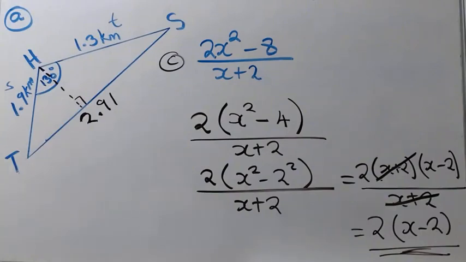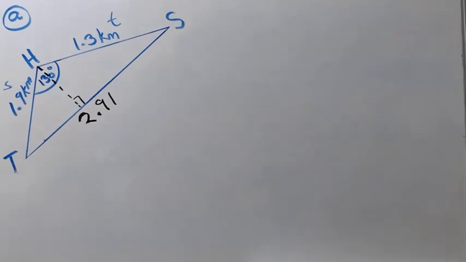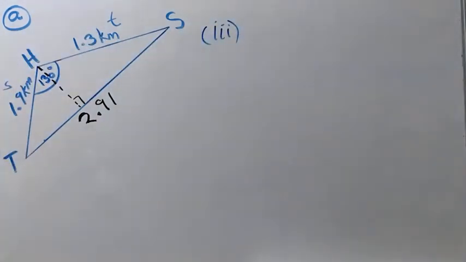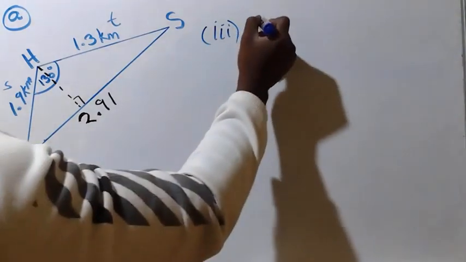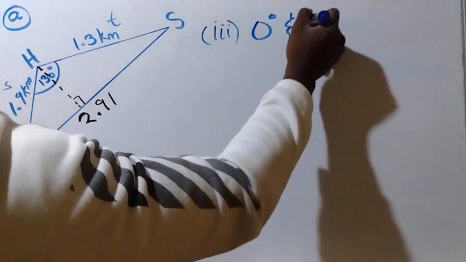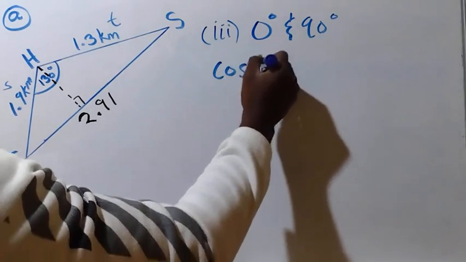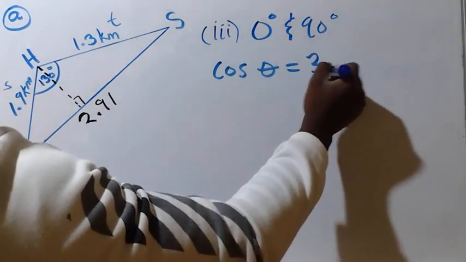So remember what I've said? I've skipped Roman numeral 3, the question where they have asked you to find the angles between 0 degrees and 90 degrees, where cos theta is equal to 2 over 3. So we are going to answer it, and it will be our last question. Our last question, which was supposed to be question 3: they asked you to find the angles between 0 degrees and 90 degrees which satisfy the equation cos theta is equal to 2 over 3.